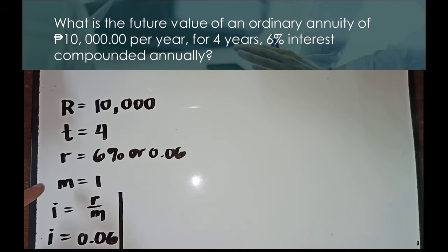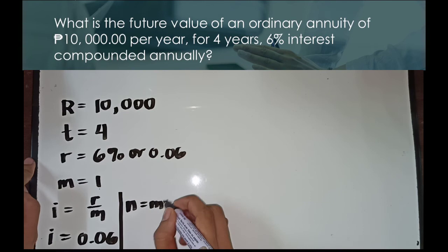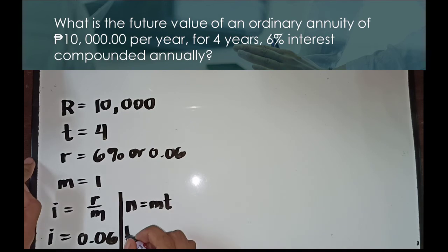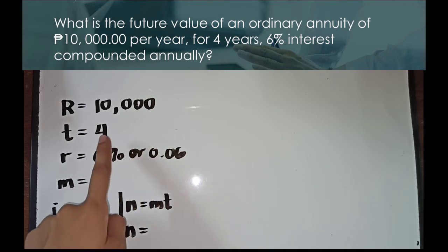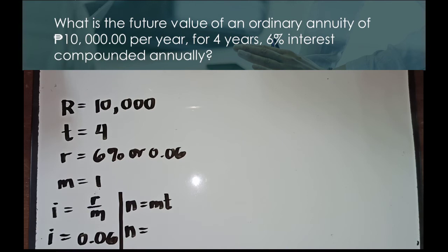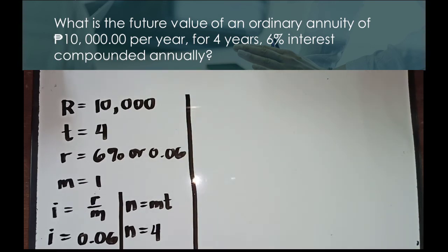Okay, so next, the value of your N. Again, to solve for N, that is M multiplied by T. And N is equal to M natin, which is 1, multiplied by 4 which is the value of your T. So, 1 multiplied by 4 is 4. Okay, so next is substitute lang natin siya sa ating formula. Just substitute this given in our given formula.